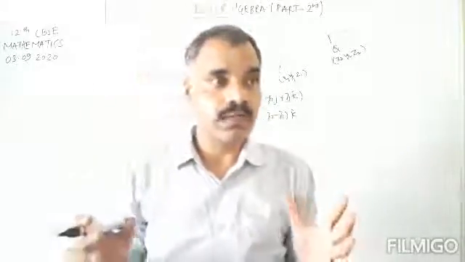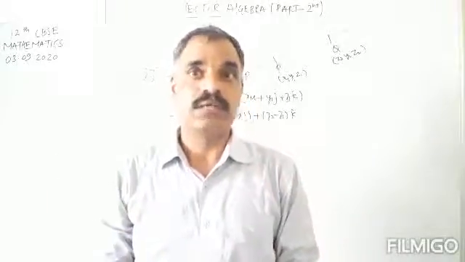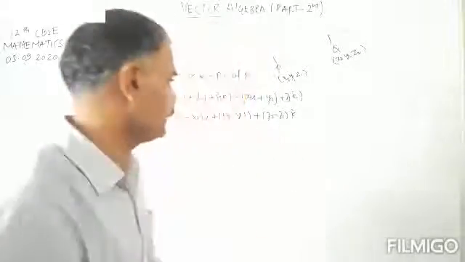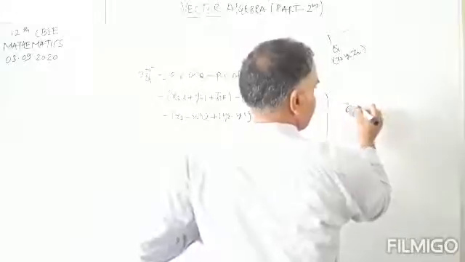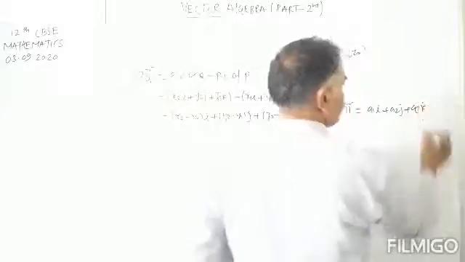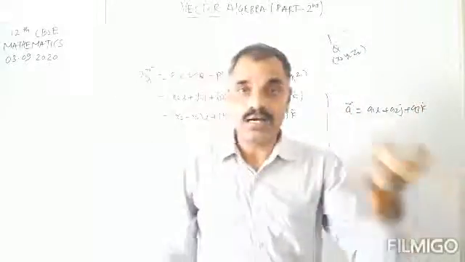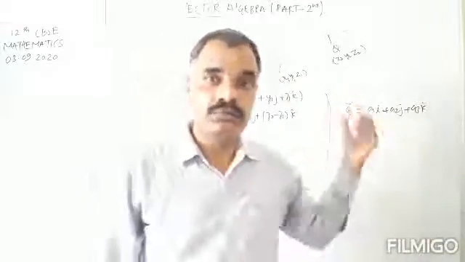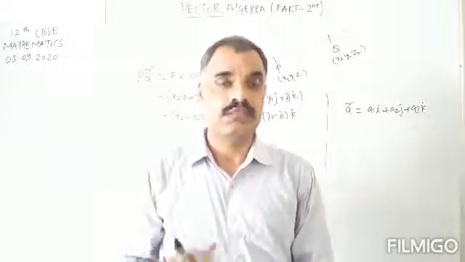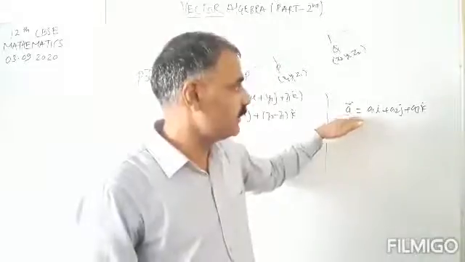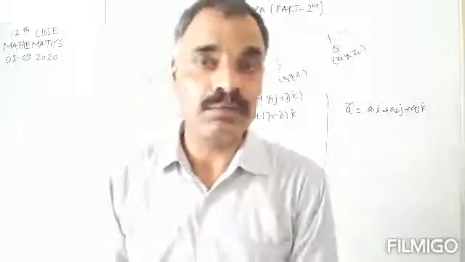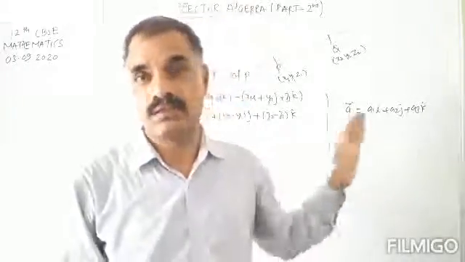Okay, now I want to recall to all of you that the direction cosines of a vector, that is a1 i cap plus a2 j cap plus a3 k cap, are the components of the unit vector of this vector. Okay, this is an important fact, that the direction cosines of this vector are the components of the unit vector of the same vector.